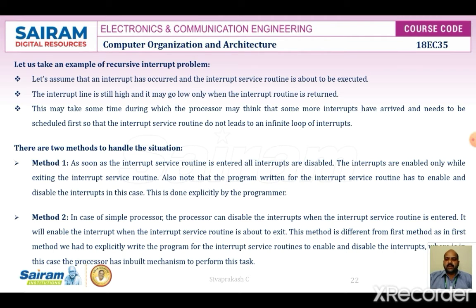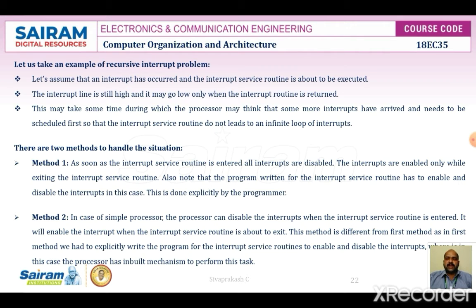In method one, as soon as the interrupt service routine is entered, all the interrupts are disabled. The interrupts are enabled only while exiting the interrupt service routine. Also note that the program written for the interrupt service routine has to enable and disable the interrupts in this case. This is done explicitly by the programmer. The user has to do that.